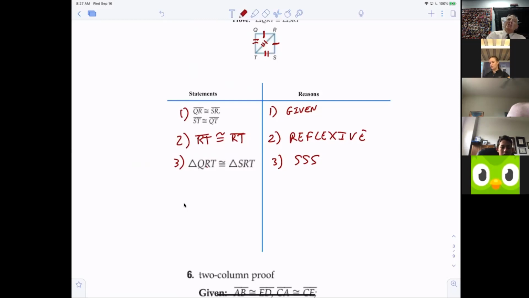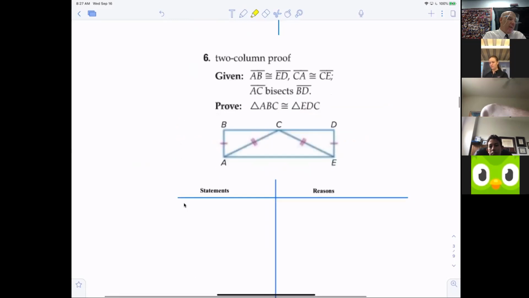All right, CPCTC. Corresponding parts of congruent triangles are congruent, but look how simple that problem is. They're not asking for any of the parts. They're just saying, are the triangles congruent? And the triangles are congruent by side, side, side. Thank you very much. Anybody have any issues? Easy. I told you, simple. All right, let's knock out the next one.